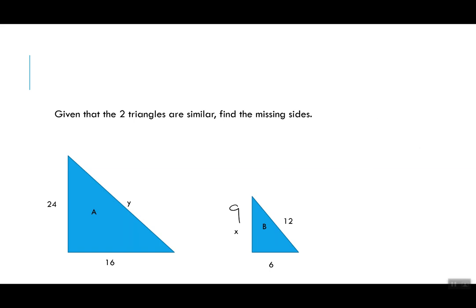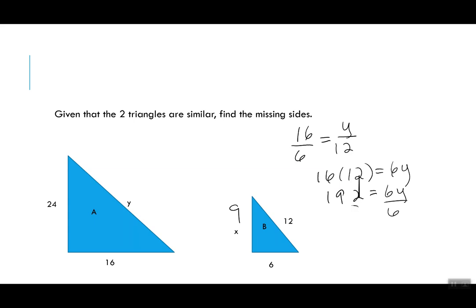Now I want to do the same thing to solve for y. I'm again going to use the 16 and 6. And this time I'm going to compare it to y over 12. Again, the 16 and the y on the top, they both come from my first triangle. The 6 and the 12, they both come from my second triangle. Cross multiplying, I have 16 times 12 is equal to 6 times y. 16 times 12 gives me 192. This is 6y. I divide by 6, and that says y is 32.